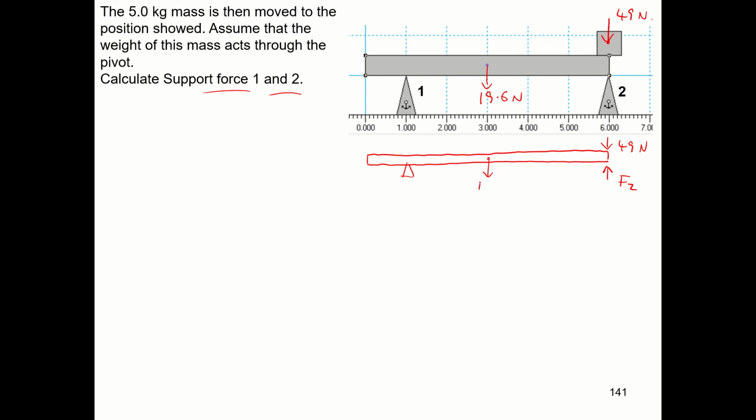Here we've got 19.6 newtons. Over here we've got F1 acting on the beam, but because it acts through our pivot point, that doesn't create any torque about there. It's like trying to push a door on the hinge. It doesn't move the door about the hinge. So when we do the torque bit, that's going to be ignored. So the beam is in equilibrium.